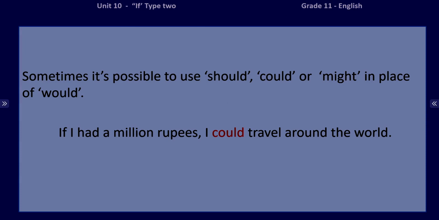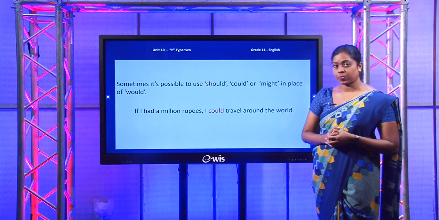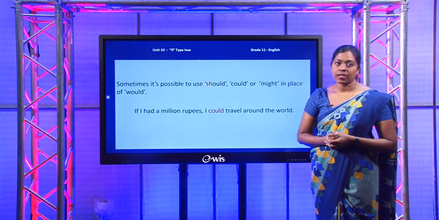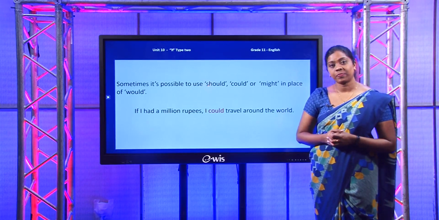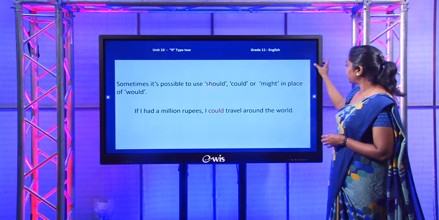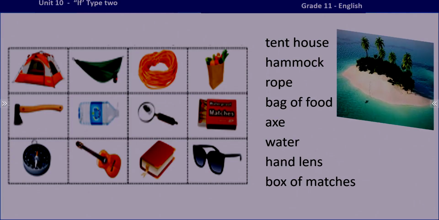Look at the example. If I had ₹1,000,000, I could travel around the world. So here I mean the ability. Right? If I had ₹1,000,000, I could. That means I'll be able to. Right? But I don't have money. So it's just an imagination at the moment. Right? Okay.